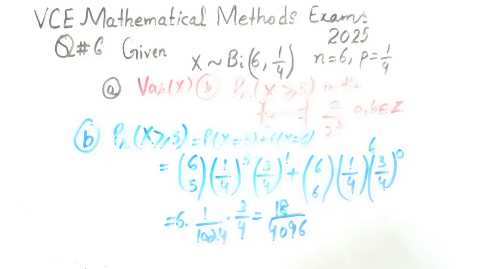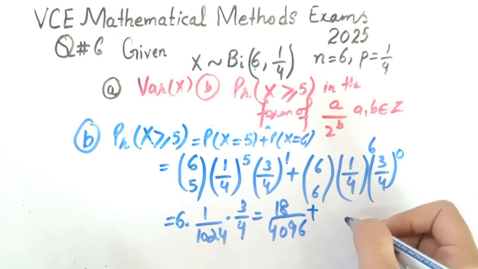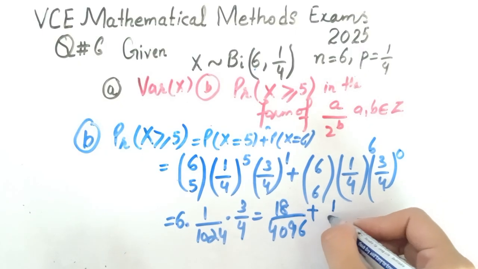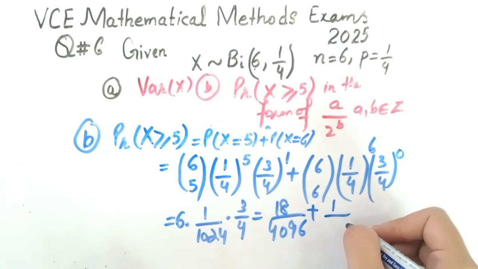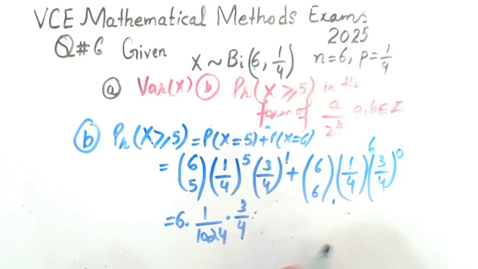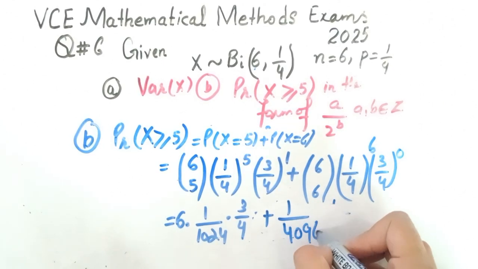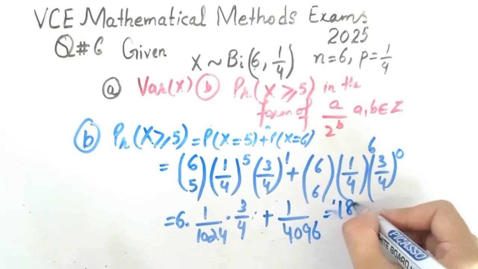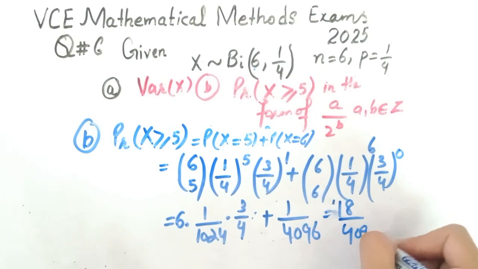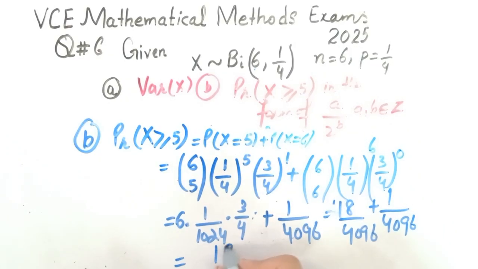And plus 1 by 4096. First we find all of them. The second term will be 1 by 4096. All this becomes 18 by 4096 plus 1 by 4096. So your answer is 19 by 4096. So this is the answer.